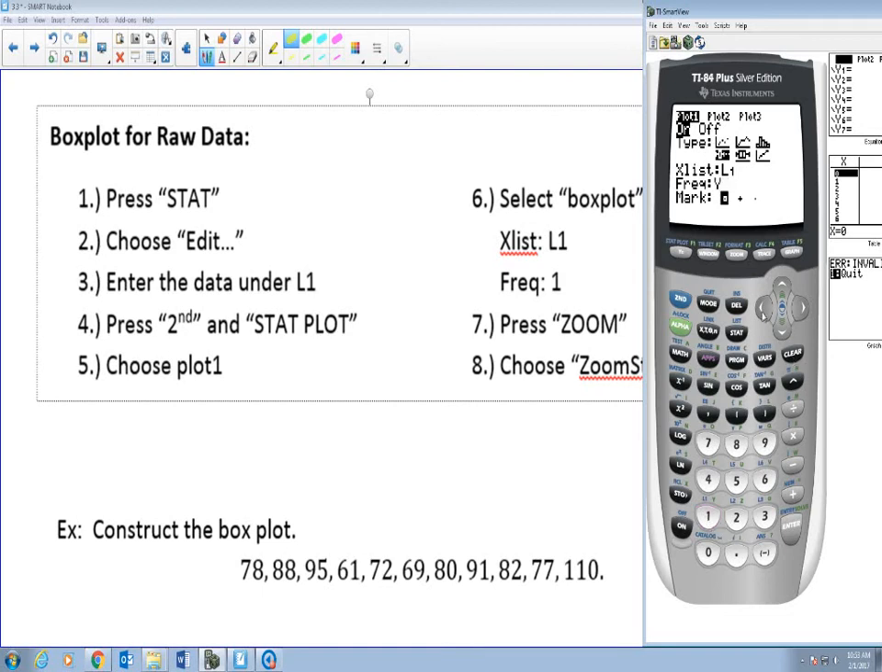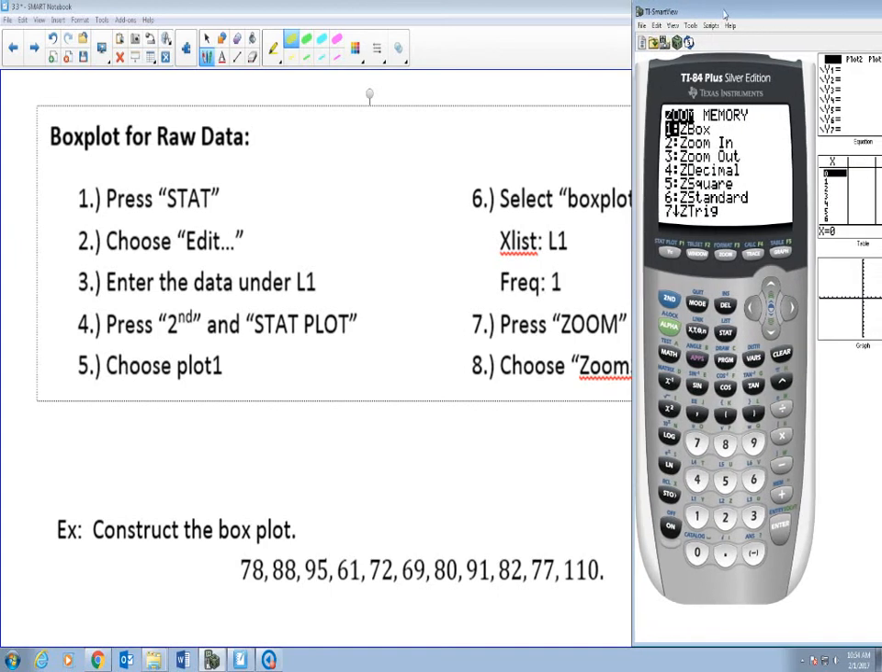Oops, sorry. Press alpha and number 1. It's the same thing as when we did the histogram, except right now I don't have anything under frequency L2, so I'm gonna put a number 1 here. Alright, before I graph, press zoom, choose zoom stat. I'm gonna go up. It's number 9, zoom stat. Here we go. That's my box plot.